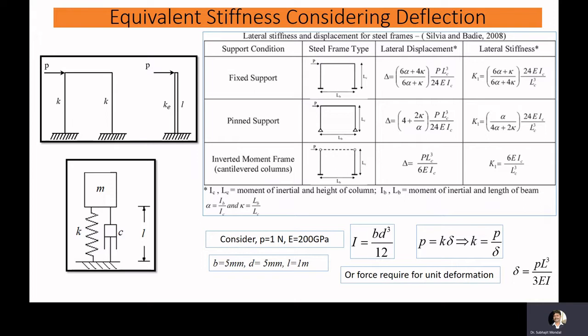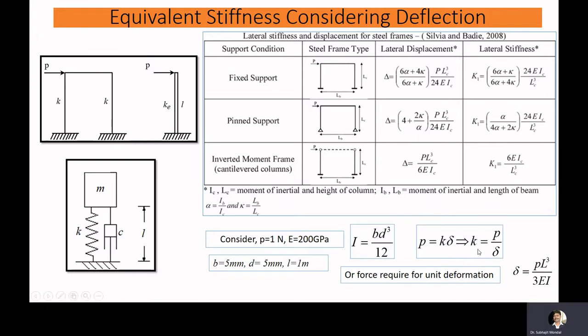Okay, so for this case, I will consider one example problem where the material will be steel, and the Young's modulus will be 200 GPa, and here we will apply a unit force. Okay, and we'll see how much displacement is coming.